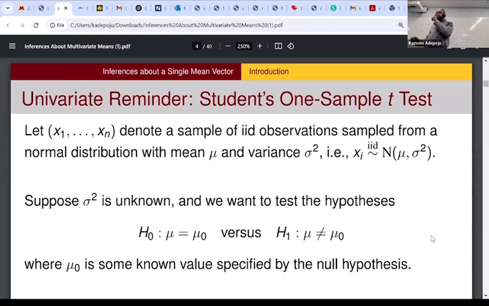The one sample t-test is parametric, in the sense that it relies on assumptions of normality. So what we're saying is that the score in math follows a normal distribution with mean mu and variance sigma squared.